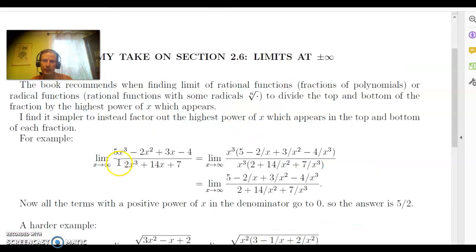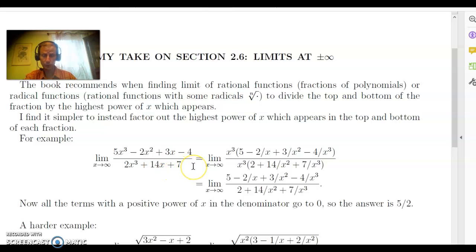I, for one, find it a lot easier if instead of dividing by the highest power of x, you instead factor it out. So in this case, in the top, the highest power of x is x cubed. In the bottom, the highest power of x is x cubed. So I think it's easier to factor the x cubed out of the top and bottom. So in this particular case, we've got the limit as x goes to infinity of 5x cubed minus 2x squared plus 3x minus 4, all divided by 2x cubed plus 14x plus 7.